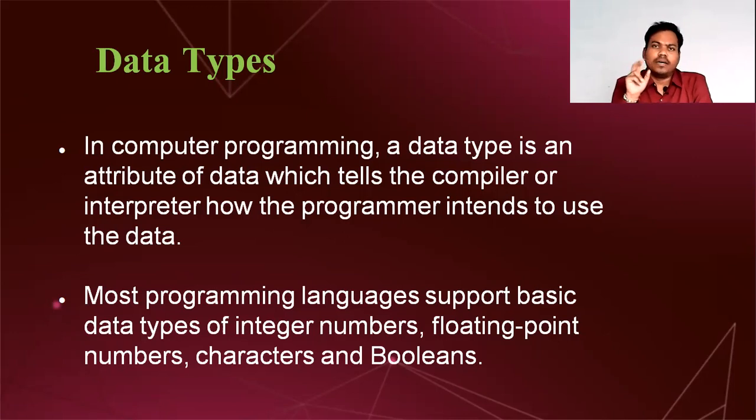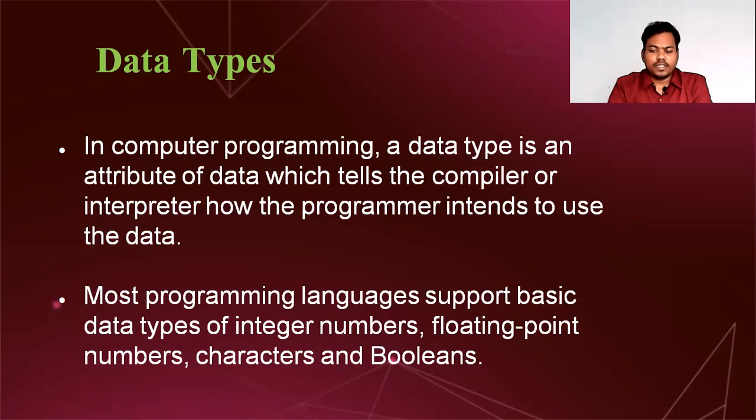Suppose you have written an addition program, so all these lines are executed one by one, right? So who is running that, who is executing, who is interpreting that? That is the compiler and interpreter software. So in computer programming, a data type is an attribute of data which tells the compiler or interpreter how the programmer intends to use the data, right? How the programmer is going to use that data. If it is a number, it will add it. If it is a string, it will do some other kind of operation, right?